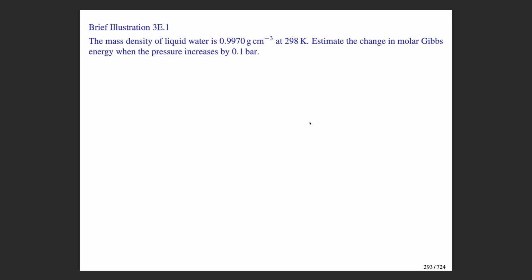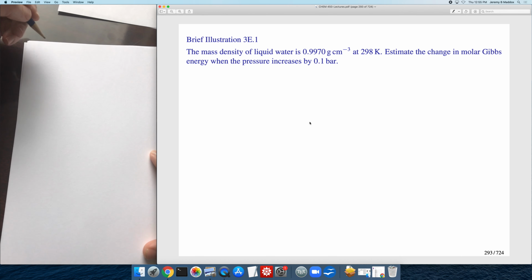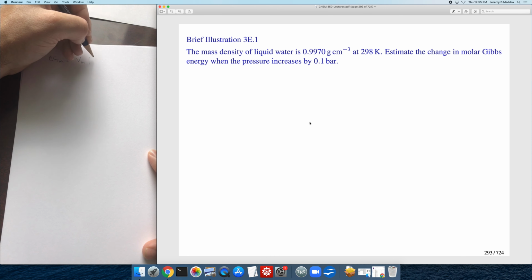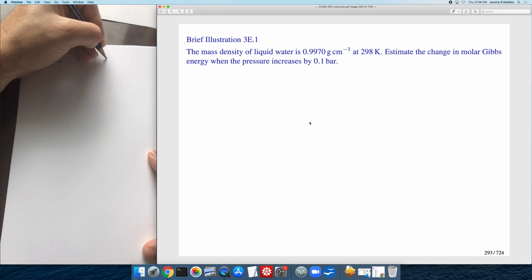Okay, so in this problem we're talking about a liquid. They give us the mass density of the liquid, and they want us to estimate the change in the molar Gibbs energy when the pressure on the liquid changes by 0.1 bars. I expect this is probably going to be pretty small. So our delta G for this process, let's go ahead and do it molar, so we'll make this delta G M, and it's going to be equal to the molar volume times the pressure difference. I'll write that as P minus P zero.